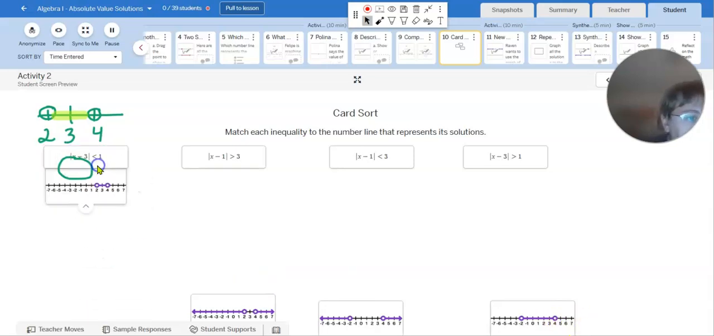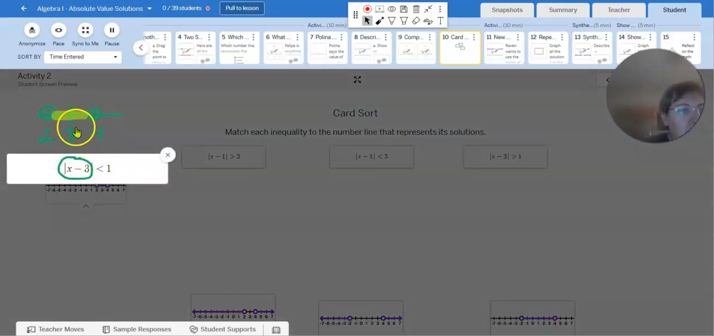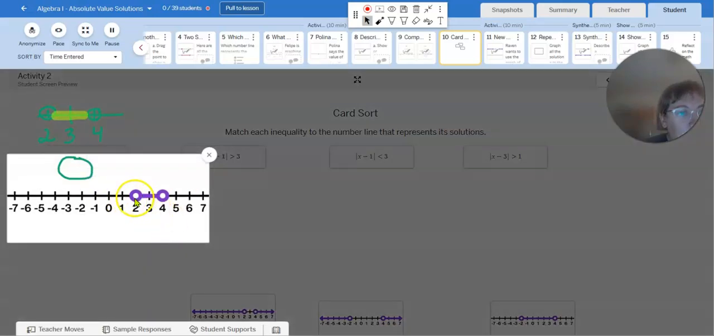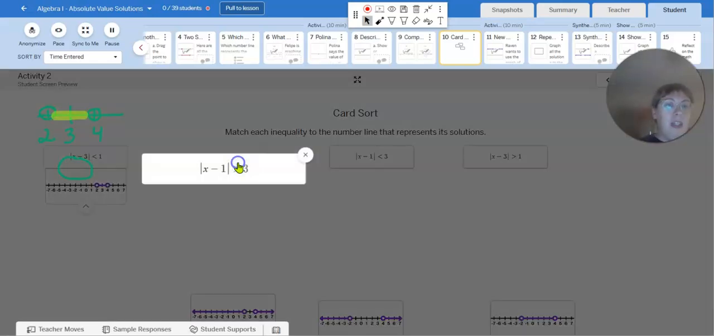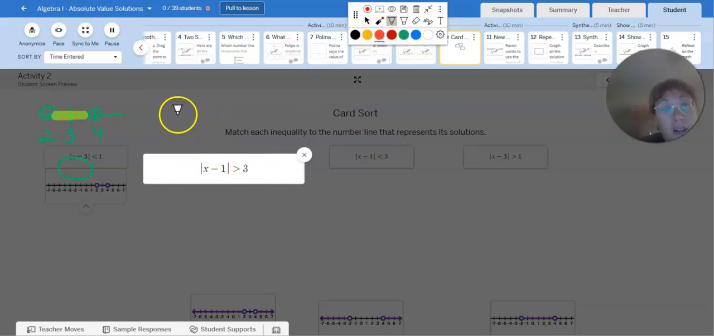So I see that right here is our first one. There's that small segment between 2 and 4. And all of those solutions are less than 1 away. For the next one, we're looking at the distance from 1. And that distance from 1 is greater than or equal to 3. So 3 away from 1 is 4. 3 behind 1 is -2.